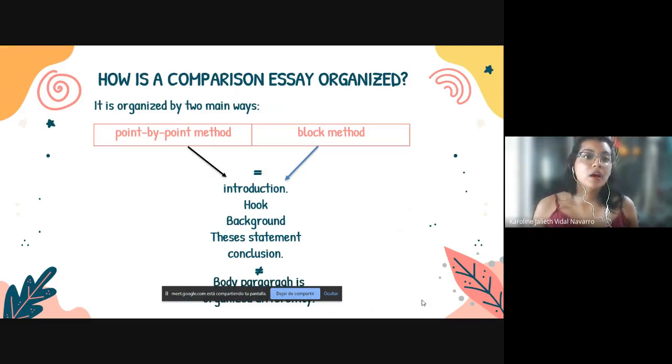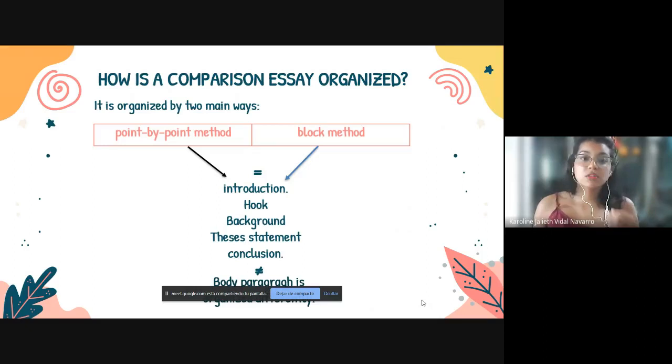Okay, how is a comparison essay organized? There are two main ways to organize a comparison essay. I would say that the main difference between a comparison essay and the other essays is that you have options with this kind of essay because you can apply two methods. The first one is the point by point method, and the second one is the block method.